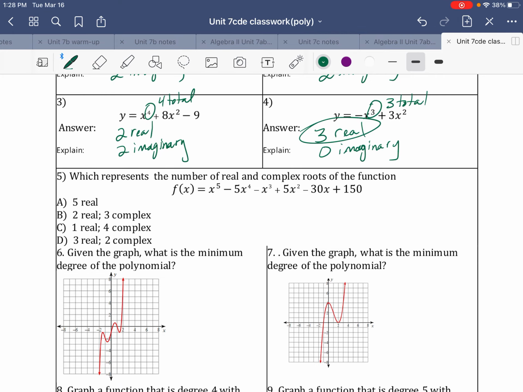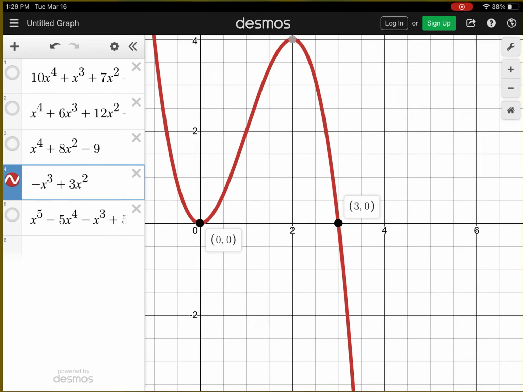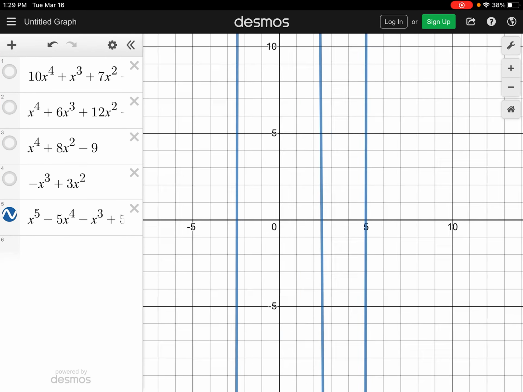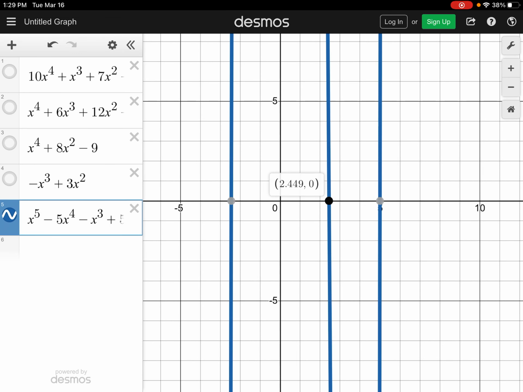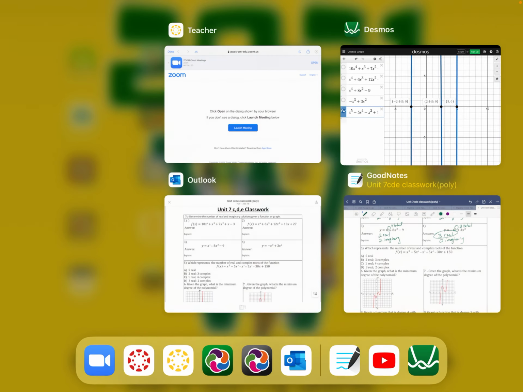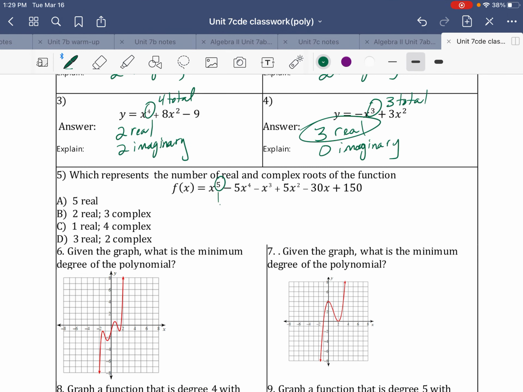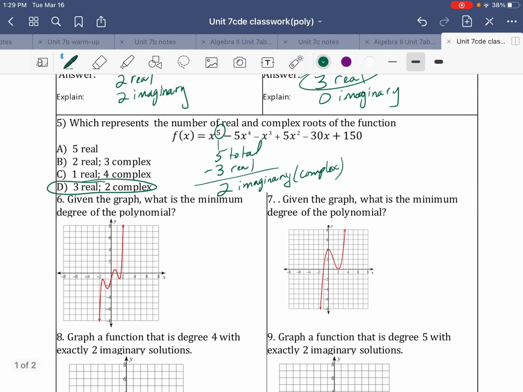All right, so you have to put that whole function into the graph. Did it. And what's happening here? Looks like 3 x-intercepts, and all 3 go through the x-axis in a pretty straight line. Those would be 3 real solutions. How many are there total? There are 5 total. And there are 3 real. So if we subtract that off, you get 2 imaginary or complex. So that'd be 3 real, 2 complex. Bam.